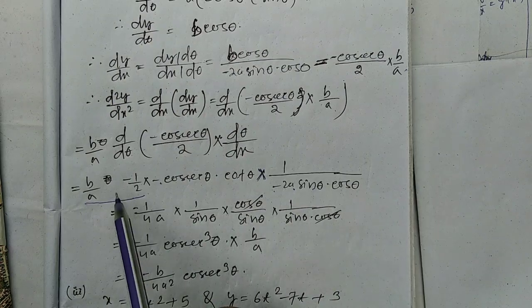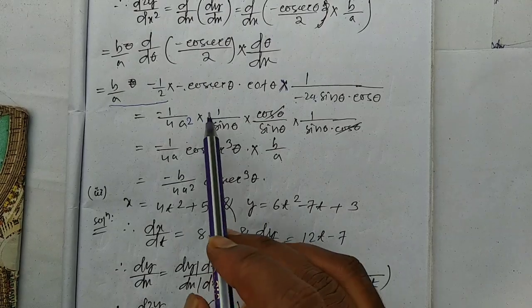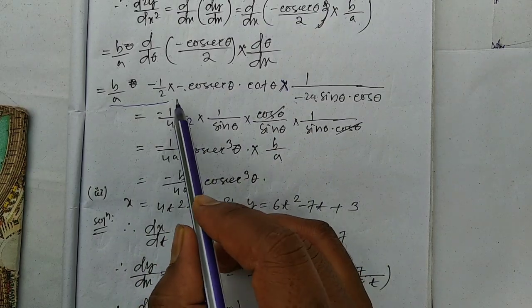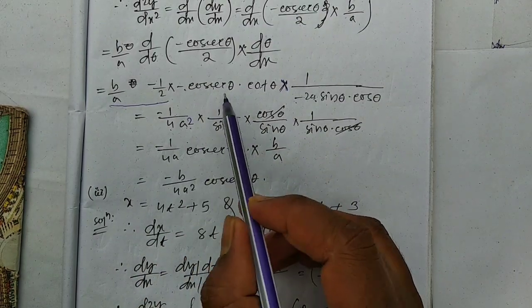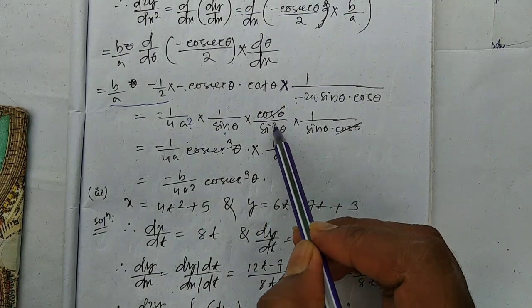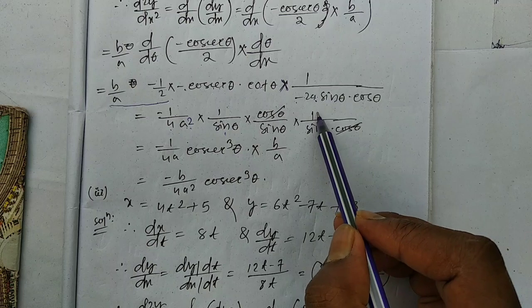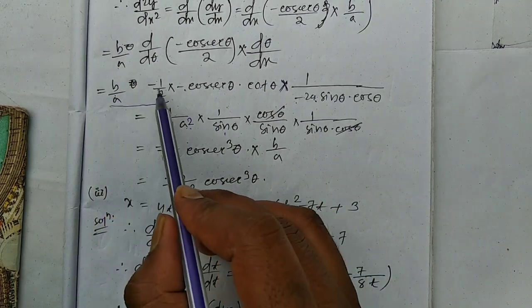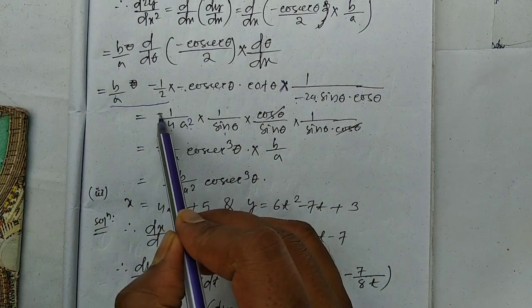Okay, it is constant. On simplification this term we are obtaining minus b by 4a square into 1 by sin theta. This cosec theta will be 1 by sin theta, cot theta will be cos theta by sin theta. Then here we are having 1 by sin theta cos theta, and minus 2a I have multiplied here. Okay, this minus minus plus, again minus I have written here.